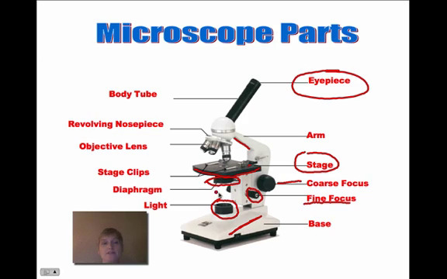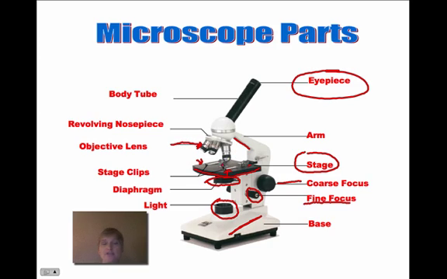There's a little knob there that you can turn, and it allows more or less light in. These stage clips right here look a little bit like bobby pins, but these stage clips are what hold your slide on the microscope. And then the objective lenses are these.